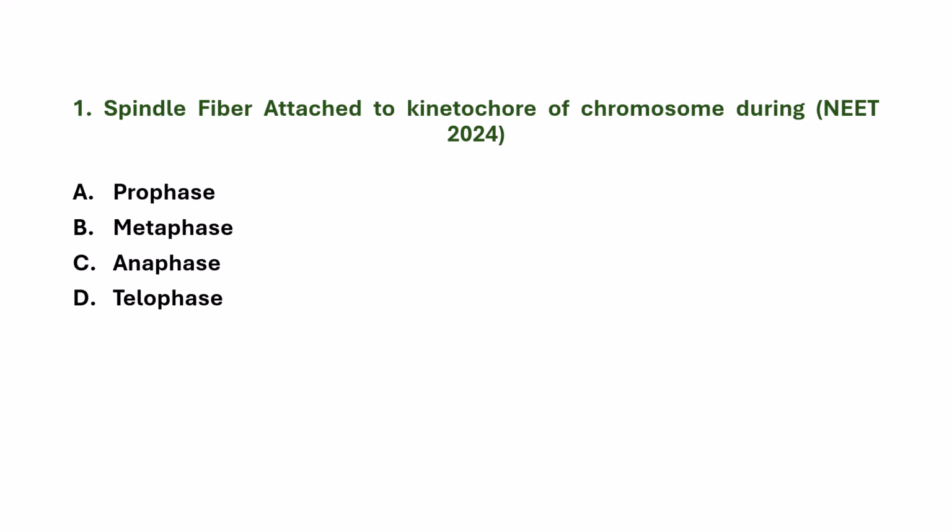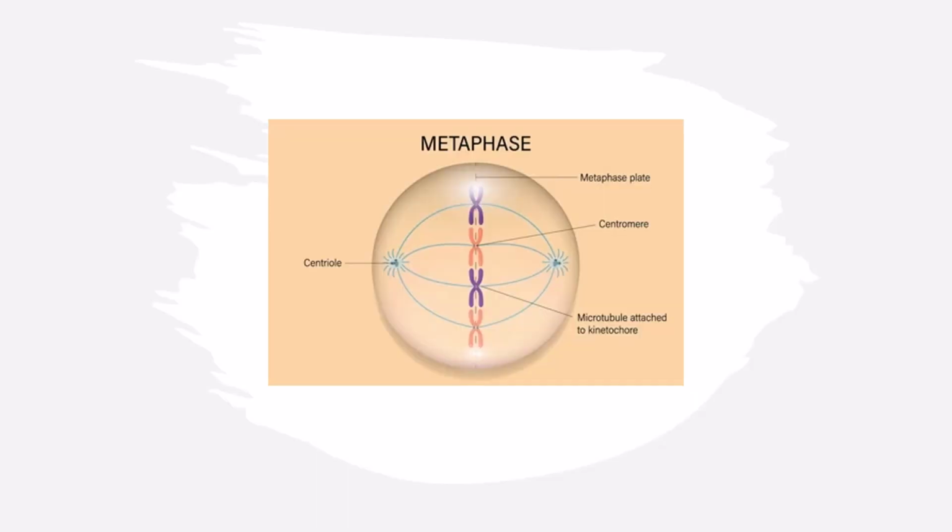Okay, so the first question is: spindle fibers attach to the kinetochore of a chromosome during which stage? A, prophase, B, metaphase, C, anaphase, D, telophase. This question is from NEET 2024. If you know the answer, do comment in the comment box. Okay, so the answer is metaphase. Why? In the metaphase stage, the plate forms in the middle of the cell where all the chromosomes attach themselves with the help of the kinetochore and centromere.